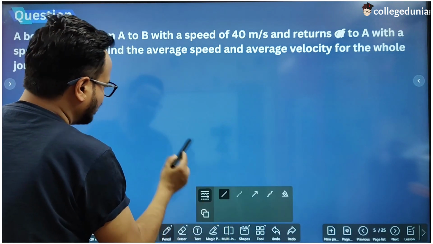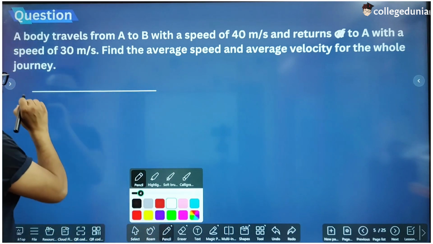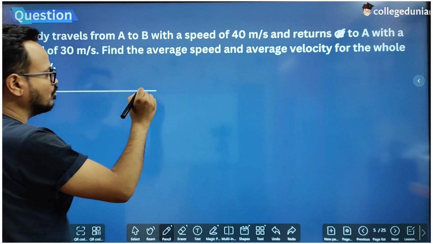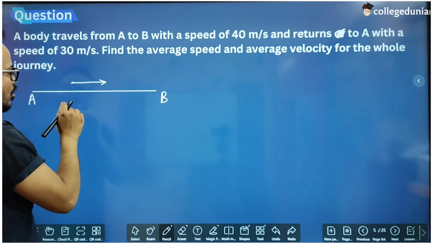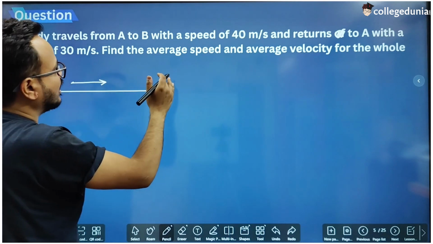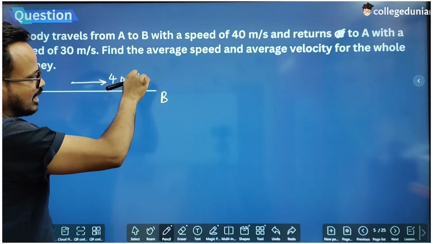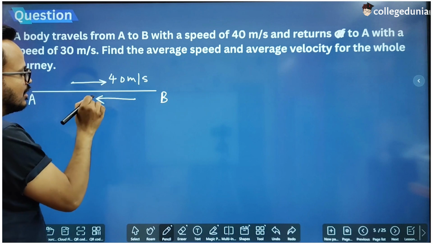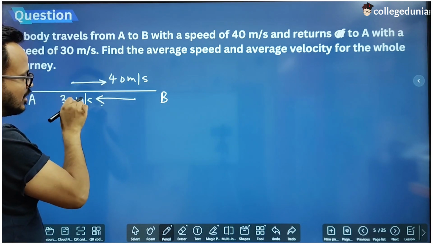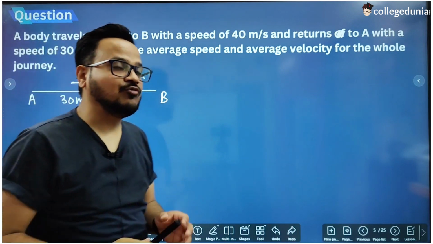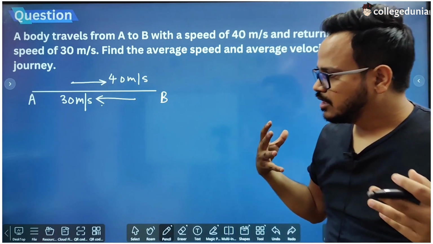A body, while going from A to B, had a fixed velocity of 40 meter per second, and while coming back from B to A, it had a fixed velocity of 30 meter per second. So we have to find the average speed and average velocity, right?